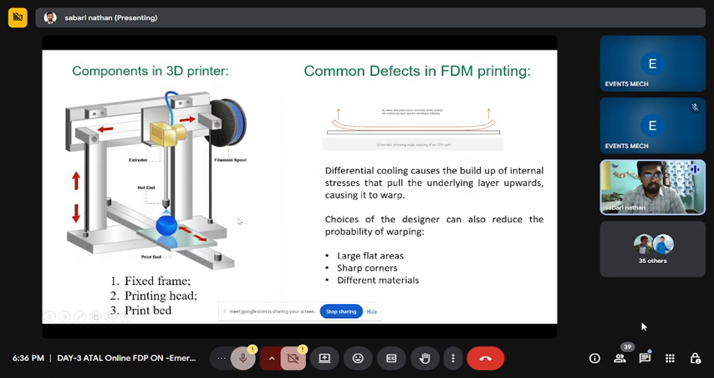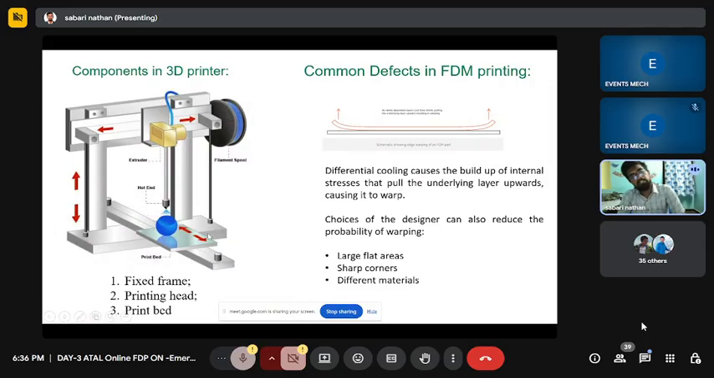So they need a fixed frame, then a printing head. Instead of the printing head, if you change it with the one which is related to filament-based printing, or if you connect a pneumatic-based one instead, this would be going into the direct ink writing method. Then there is the print bed, where the material will be fabricated.